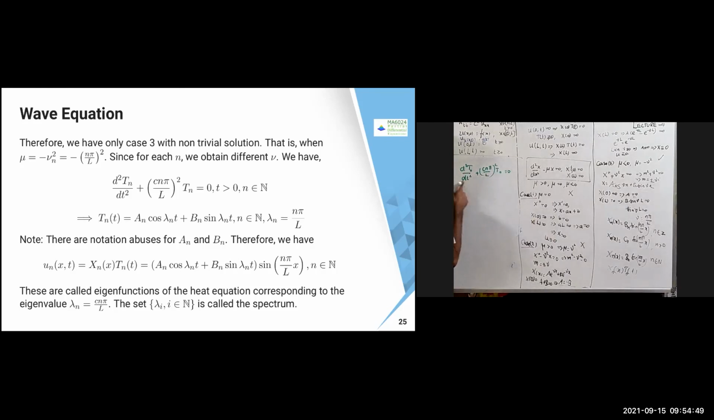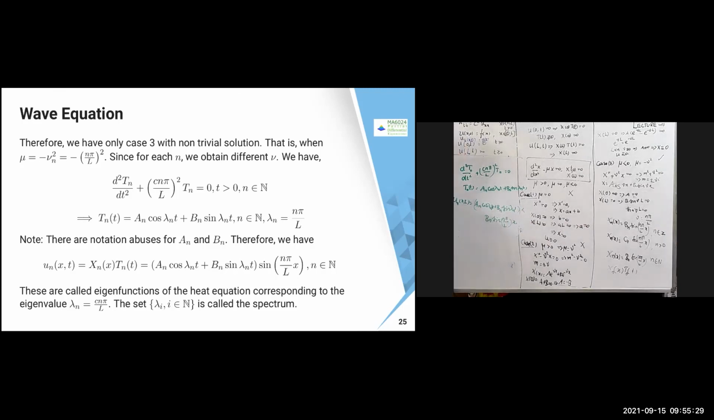So this is again an auxiliary equation. If you solve it, in this case Tn of t is going to become An cos lambda n t plus Bn sin lambda n t. Then un of x comma t, which is the product solution, is going to become An cos lambda n t plus Bn sin lambda n t, into sin n pi by L into x.